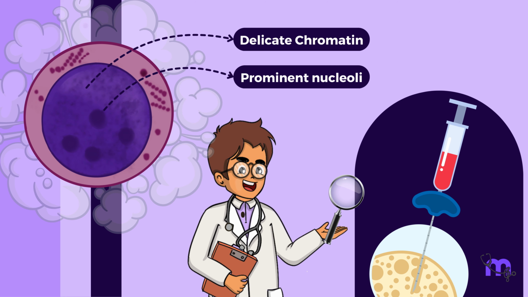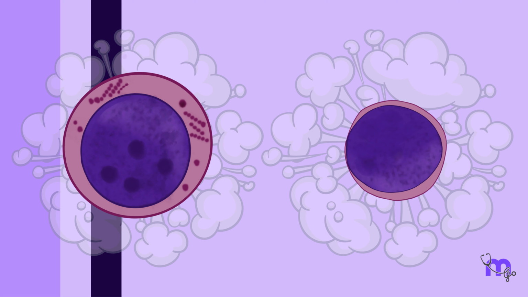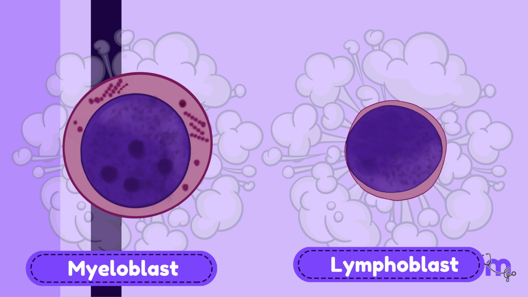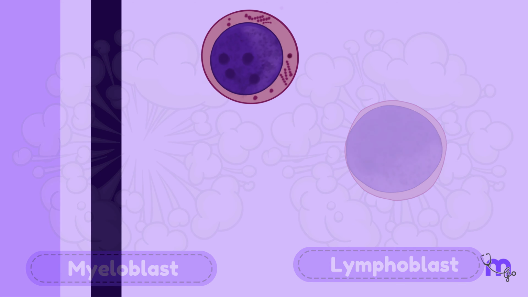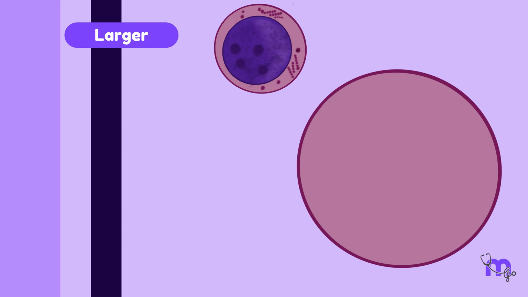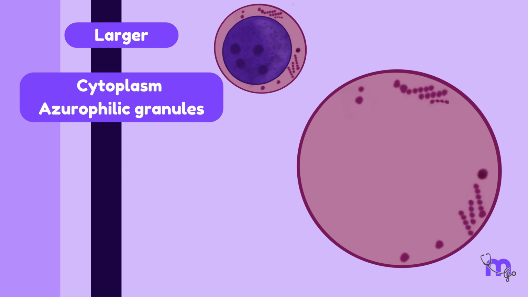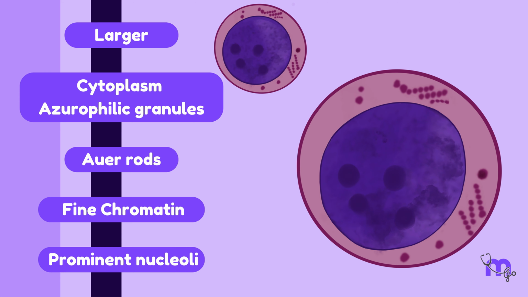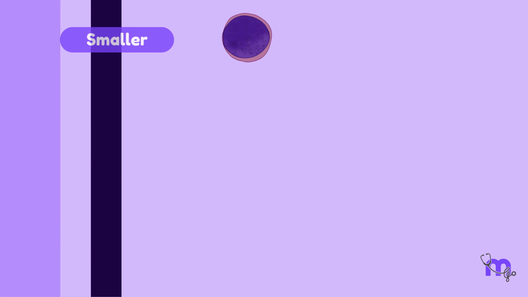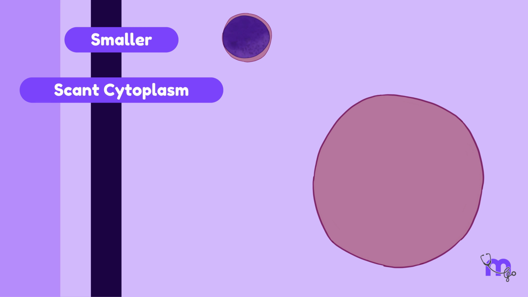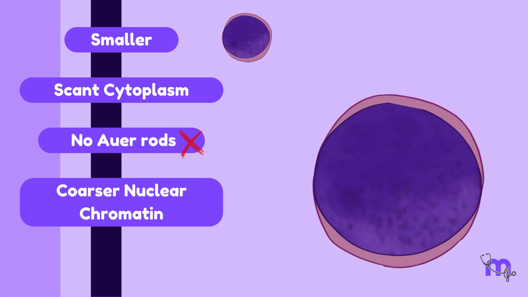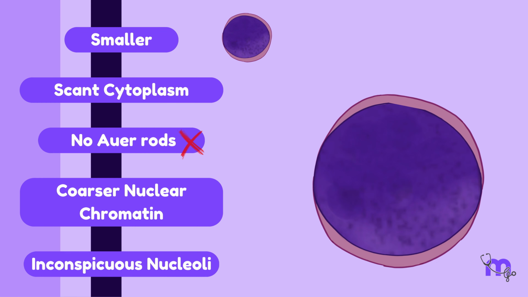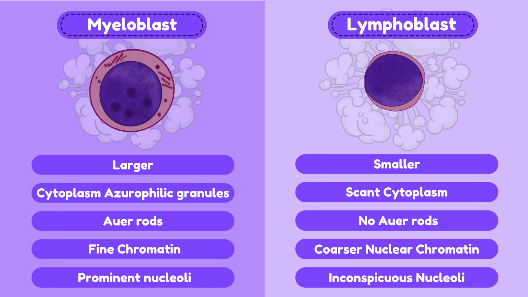the marrow. It is important to differentiate between a myeloblast and lymphoblast. Based on morphology, a myeloblast is larger than a lymphoblast, with more cytoplasm containing eosinophilic granules. Some may show Auer rods. The nucleus has fine chromatin and prominent nucleoli. A lymphoblast is smaller than a myeloblast, with scant cytoplasm, no Auer rods, coarser nuclear chromatin, and inconspicuous nucleoli. Feel free to take a snapshot.